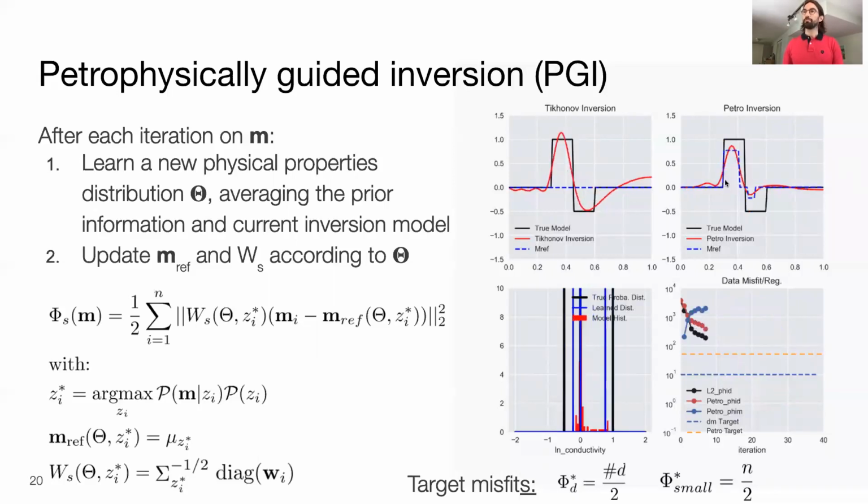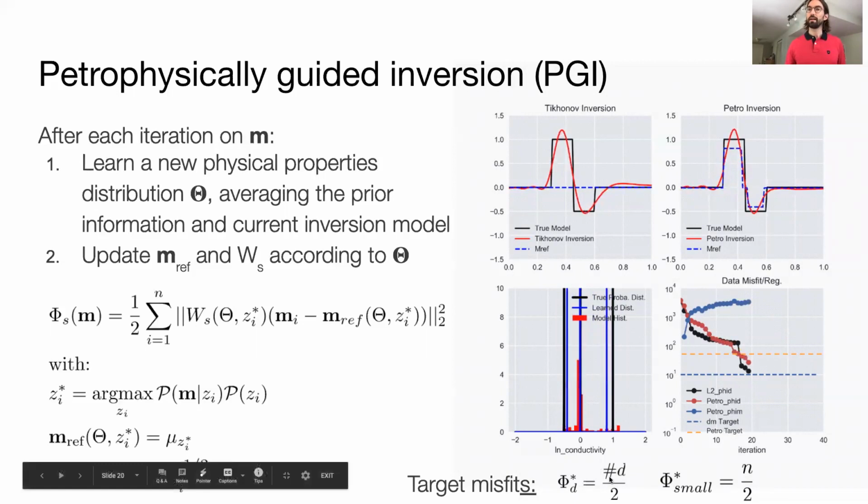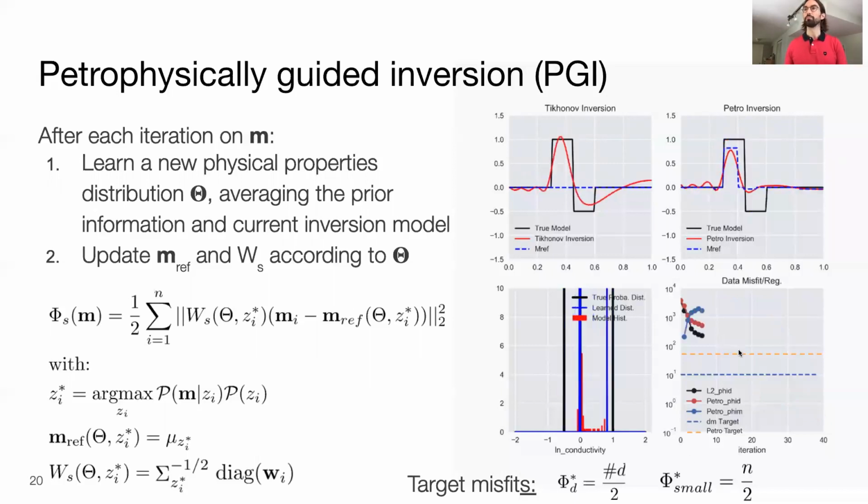In my PGI inversion, we see that the reference model is updated at each iteration. And we stop when we fit both the petrophysical and the geological data. So I've designed target misfits for both phi_d and for my smallness. And they follow kind of the same pattern because they're both least squares terms.